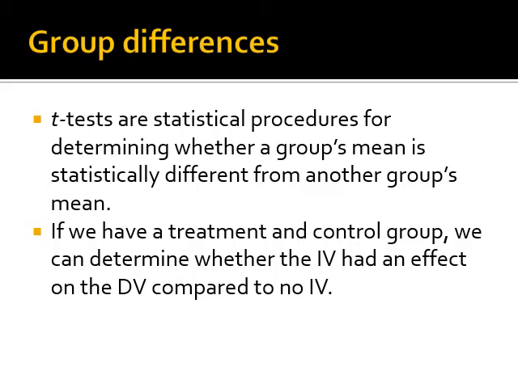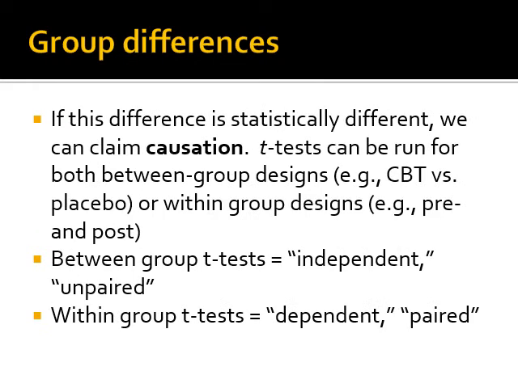If we have a treatment and a control group, we can determine whether the independent variable, so for example CBT, had an effect on the dependent variable, let's say depression, compared to no independent variable or no CBT. If this difference is statistically different, we can claim causation, especially if you have a study in which participants are randomized into one of, say, two groups, and if there is a control group comparison like a waitlist. We are trying to eliminate or reduce the impact of confounding or third variables, and this, what's called control, helps us to establish causation because there are fewer other explanations for why we are finding that significant difference between the groups.